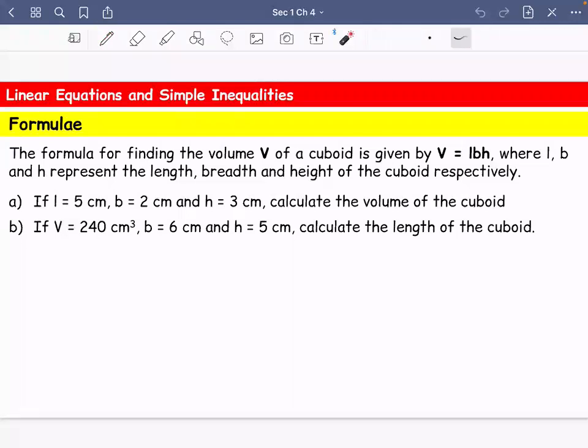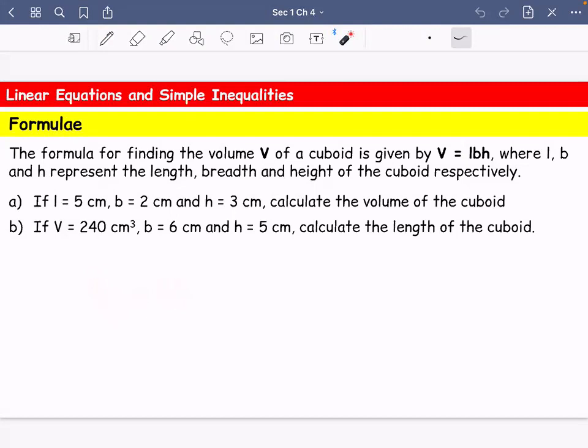How do you get the area of a square? It's side times side, right? So you just multiply all sides, and then that's the area of a square. How about for the area of a rectangle? Basically, it's length times breadth, right?